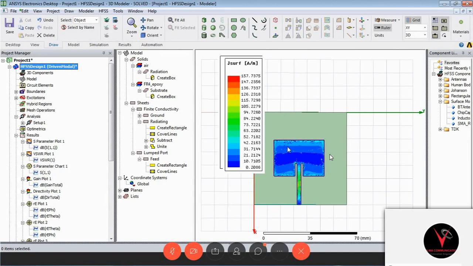Quality factor. Sorry, sir, I can't hear your voice. Quality factor, sir. Q factor. Yes, sir. For the Q factor, you need to calculate on a theoretical basis. That's why you get an exact answer. In a graphical representation, you don't get an exact answer. Better you go for the theoretical concept for quality factor.